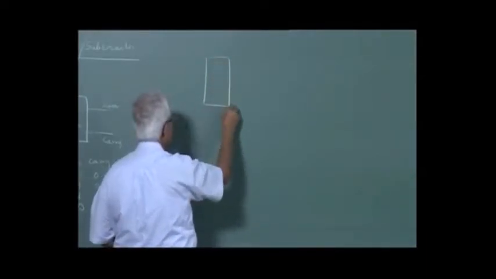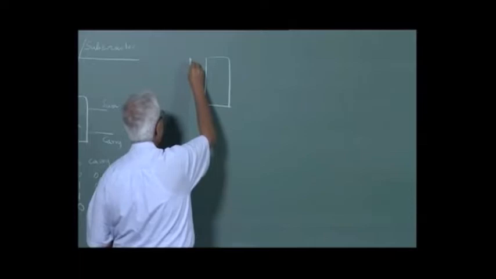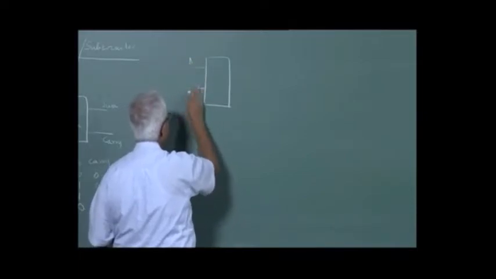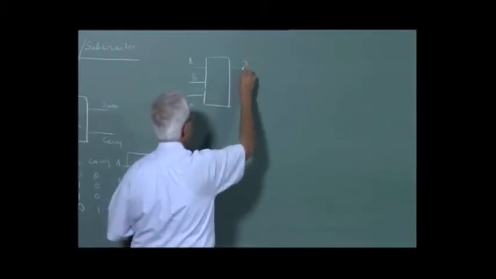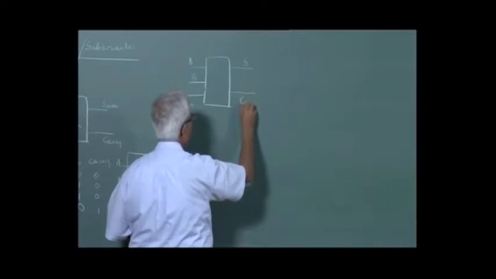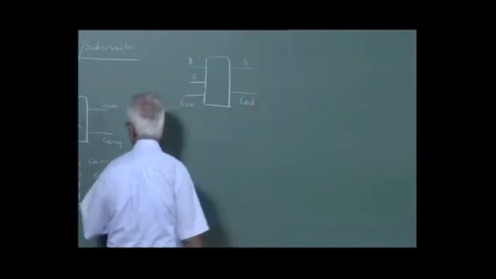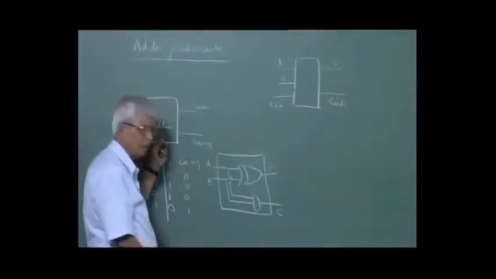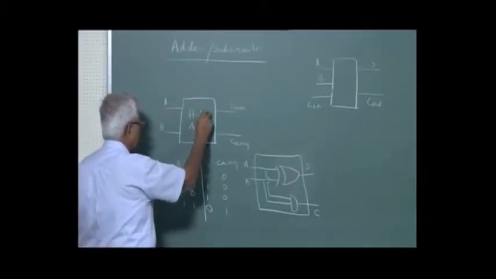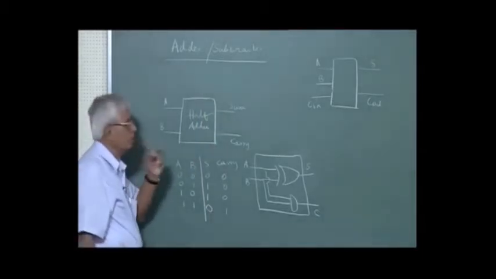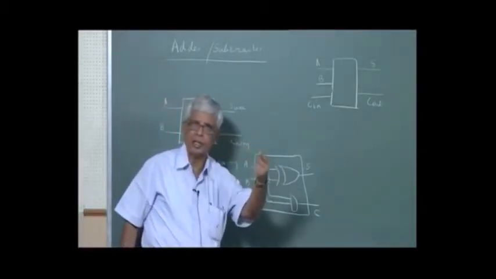So this is my A, B and C in. I have outputs, sum, carry out. This adder which does not take into account input carry is called a half adder. This adder which takes into account the input carry is called a full adder.